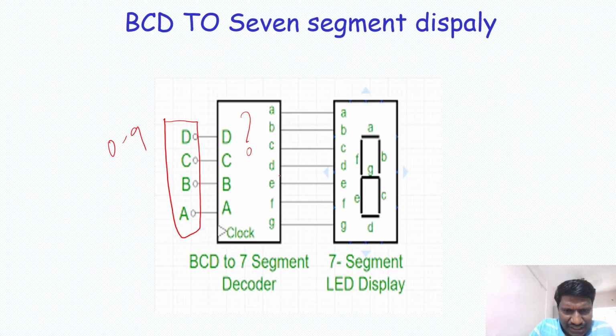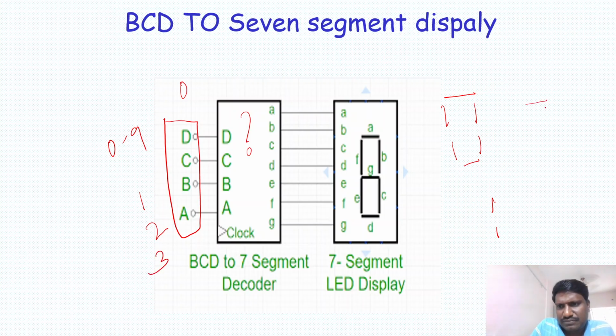It will give A, B, C, D, E, F, G such that if I give 0, it will display 0. If I give 1, it will display 1. If I give 2, it will display 2. If I give 3, it will display 3. If I give 4, it will display 4. If I give 5, it will display 5. If I give 6, it will display 6.